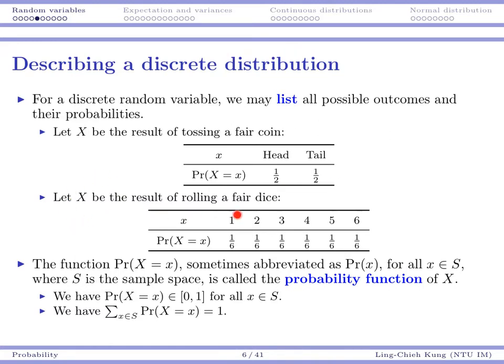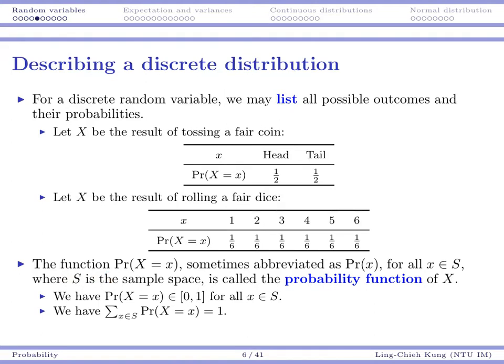Let x be another random variable, rolling a fair dice. In that case, the sample space may be 1, 2, 3, 4, 5, or 6, and for each of them, the probability is exactly 1/6. So again, I describe a sample space, and then for each possible value in that sample space, I decide its probability. Then I have a distribution.